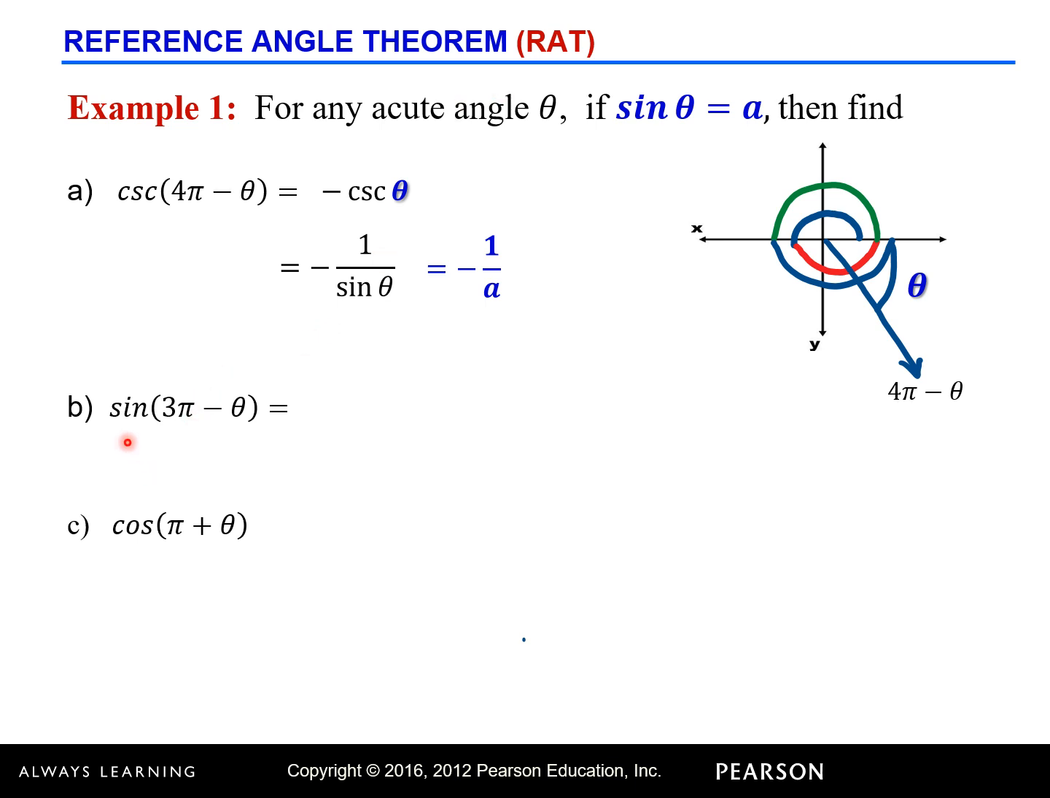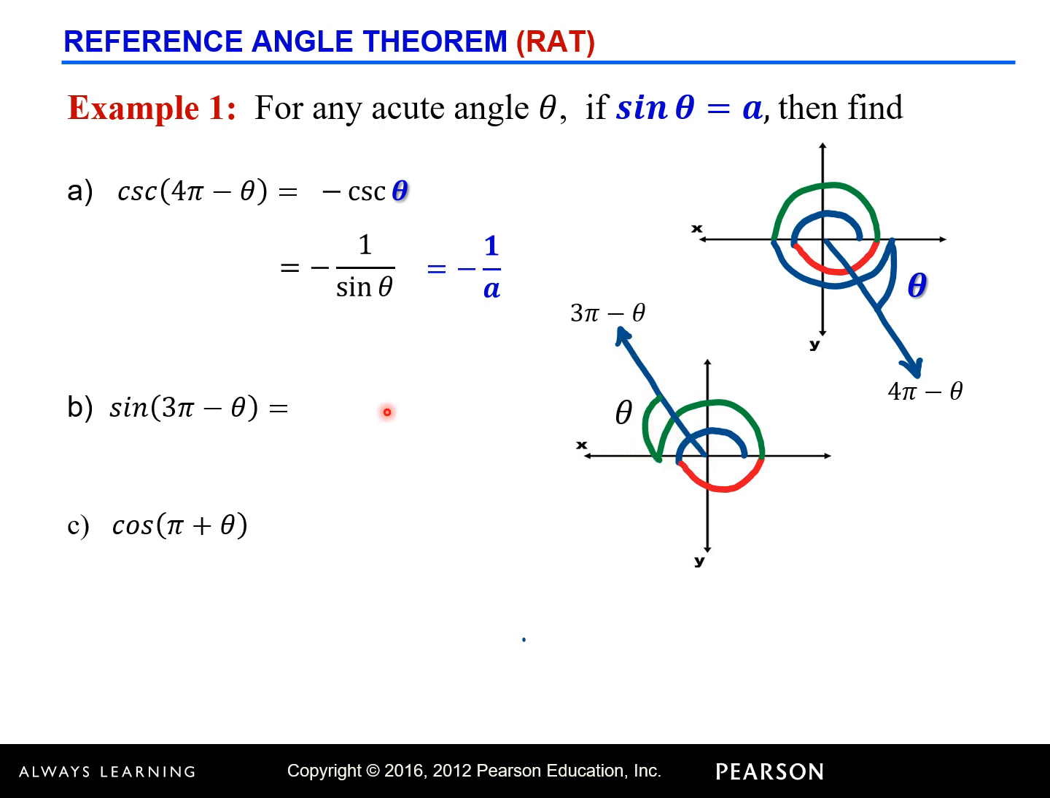For the next question, sine of 3 pi minus theta. So now let us locate 3 pi minus theta. So 3 pi is, we have this pi, 2 pi, and 3 pi. Then minus theta is the clockwise direction again. So we have to go in the opposite direction. So this is minus theta. So this terminal side here is now the 3 pi minus theta, and the acute angle formed by this terminal side and this x-axis is theta.